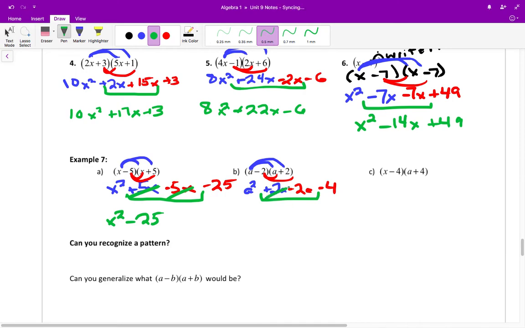2a minus 2a, guess what? Those had to be 0 as well. So your final answer is just a squared minus 4. Are you starting to see a pattern? Okay, let's check. And if you think you see it, let's check and see if your pattern is right.